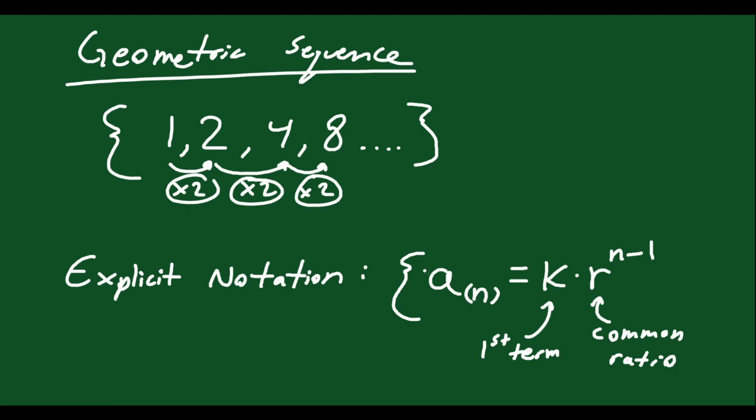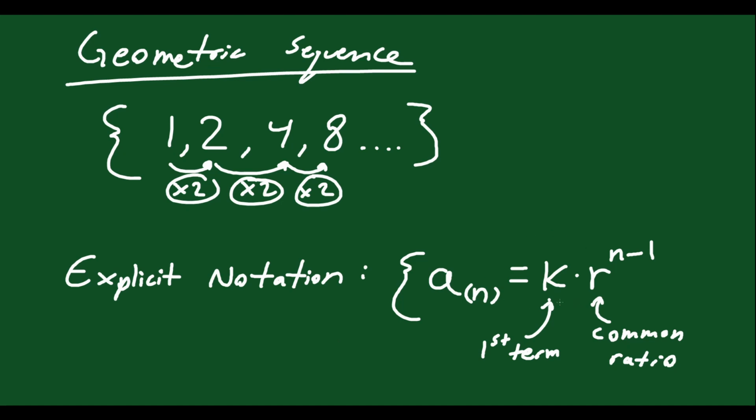So if you ever need to find the nth term, so someone says, hey, find the 30th term, you plug in 30 for n, you know your common ratio is 2, at least for this example. You know your first term is 1 for this example. You plug that in, and you can calculate the 30th term, or really any term that you want.